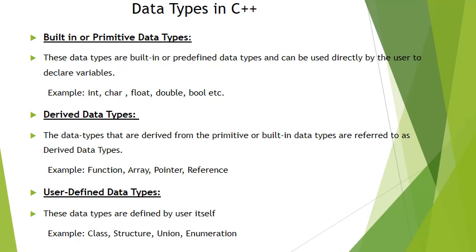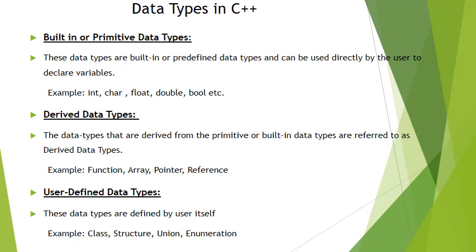The second category is derived data types. Derived data types are the data types which are derived from the primitive data types or built-in data types. And function, array, pointer, and reference belong to the derived data types.